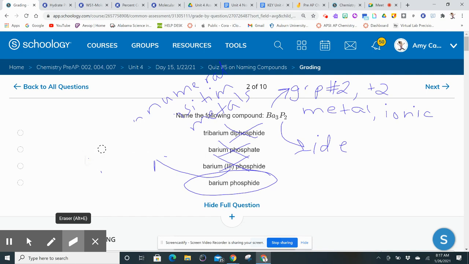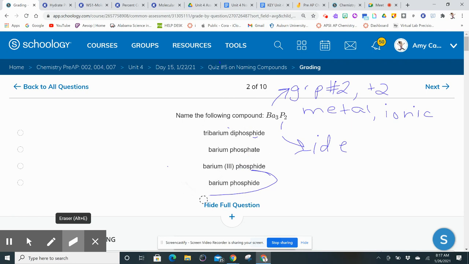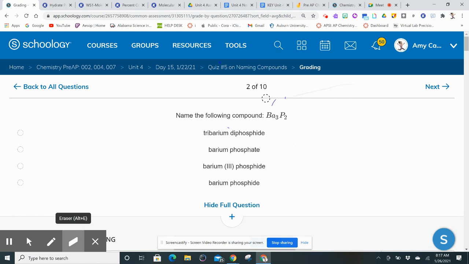So far, the big things that I've told you to write down are that ionic compounds are metals and nonmetals. Transition metals are the only ones that have a Roman numeral. And that silver, even though it's a transition metal, doesn't need a Roman numeral because it can only be +1. That's it. Okay? All right, so let's take a look at another one.